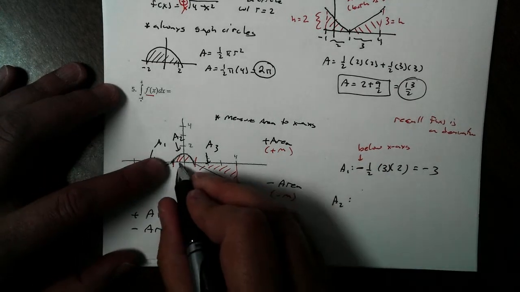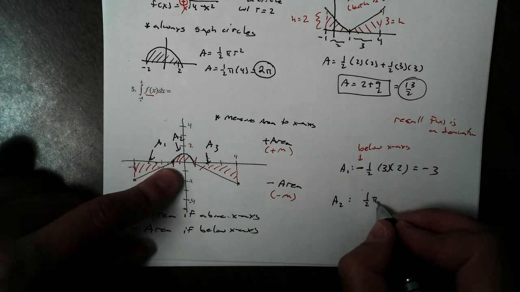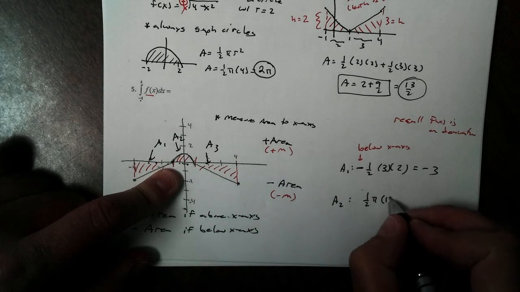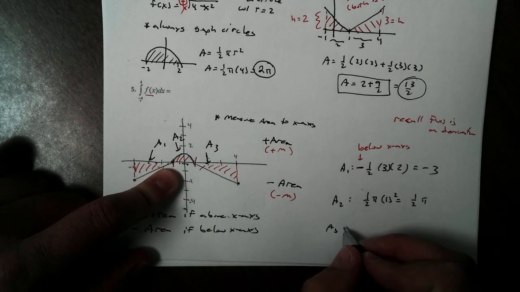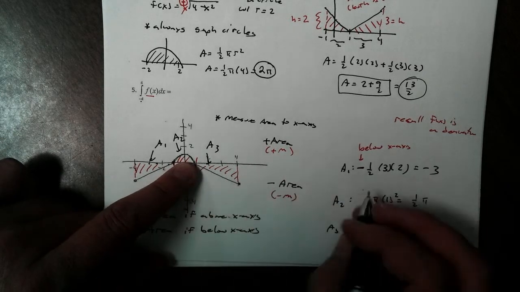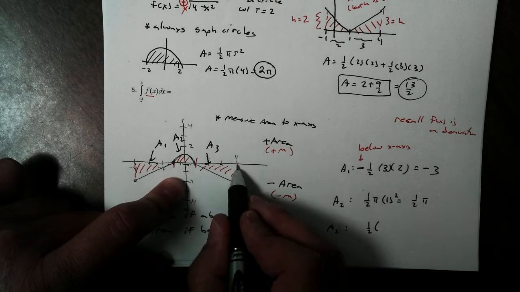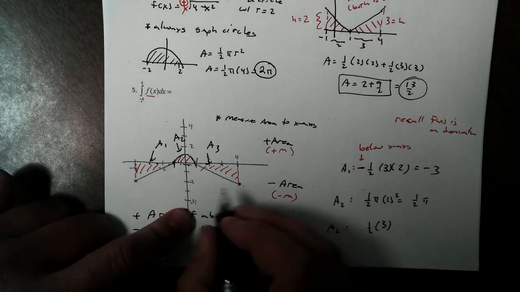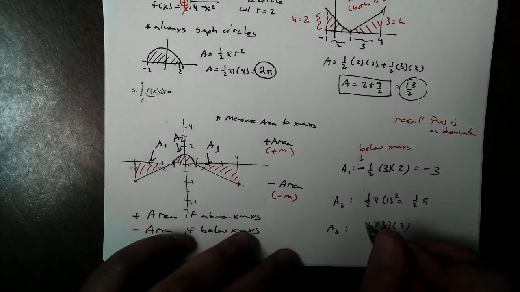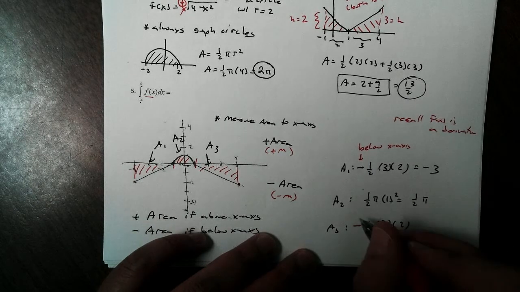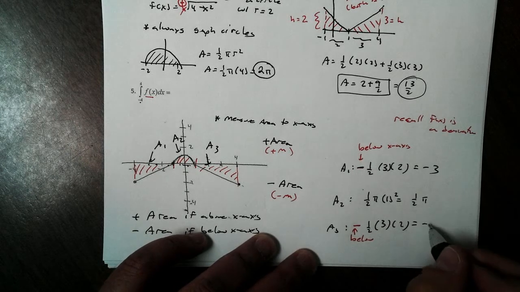Area 2. This is a circle, and it's above the x-axis. It's a semicircle, 1/2 pi. The radius is 1 squared, so we just get half a pi. And area 3, again, it is a triangle, but we're below, so I'm going to write the 1/2. The base, count 1, 2, 3. The height, 2. But again, we're going to make it negative, again, because we are below the x-axis. And again, that's going to give me a negative 3.